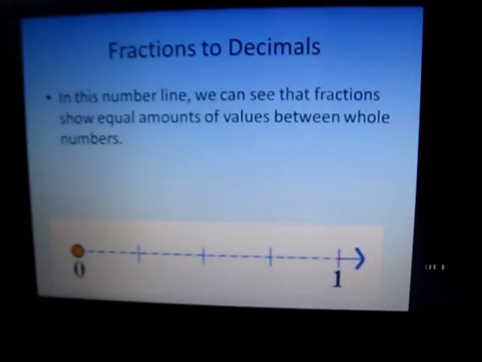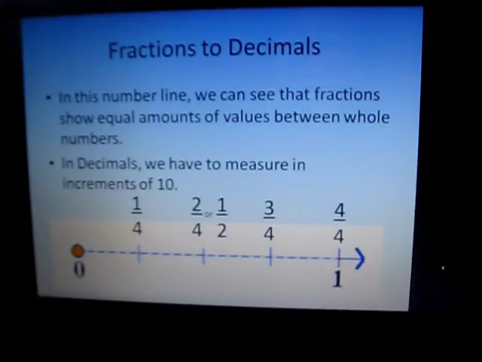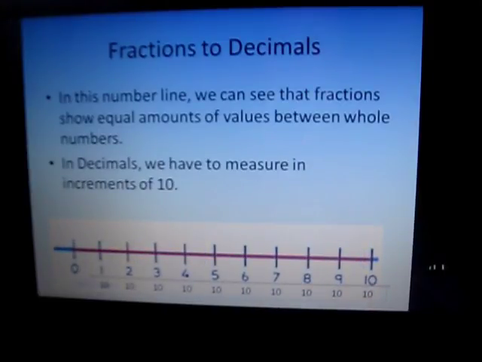In this number line, we can see that fractions show equal amounts of values between whole numbers, 0 and 1: 1/4, 2/4 or 1/2, 3/4, and 4/4 or 1 whole. In decimals, we have to measure in increments of 10. In fraction form, we see this as 1/10, 2/10, 3/10, and so on.